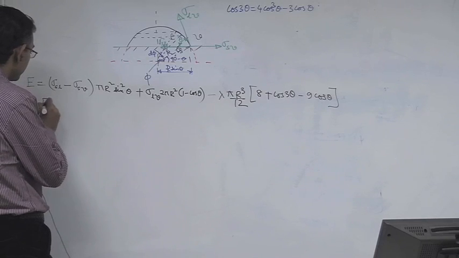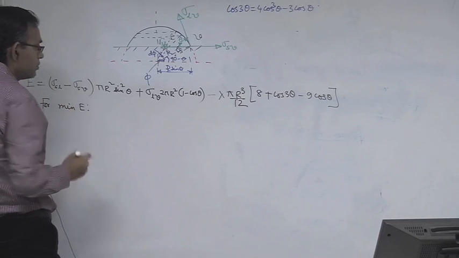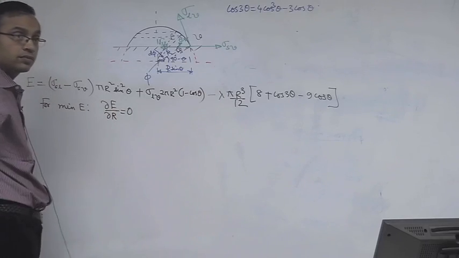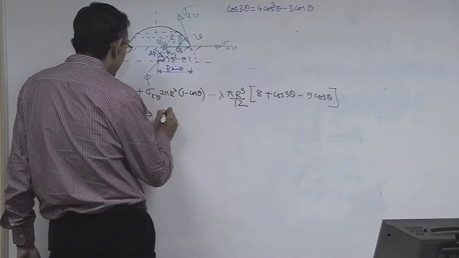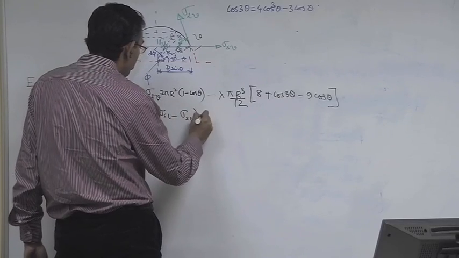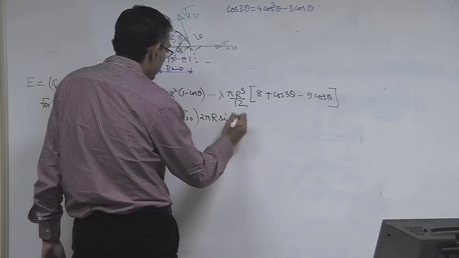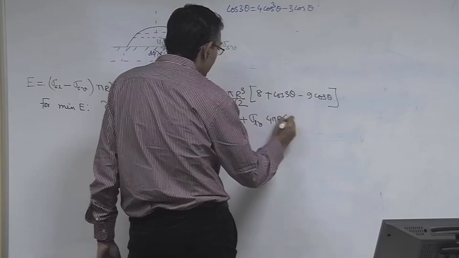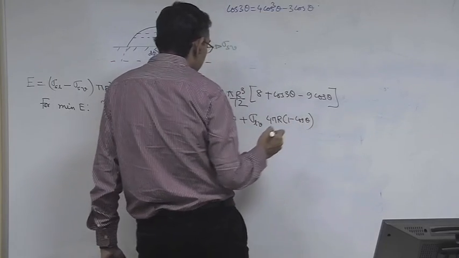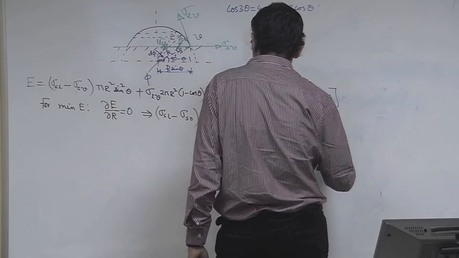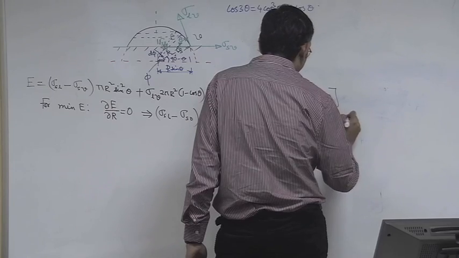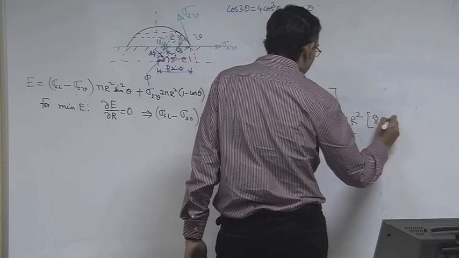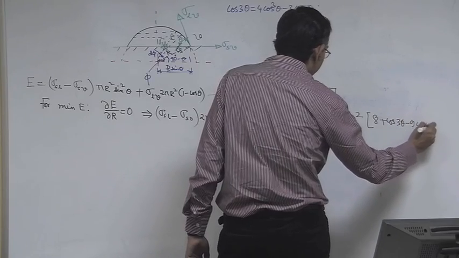For minimum E, what you have? One is del E del R equal to 0. So, that means sigma SL minus sigma SV into 2 pi r sin square theta plus sigma LV into 4 pi r into 1 minus cos theta minus 3 lambda pi r square by 12 into 8 plus cos 3 theta minus 9 cos theta equal to 0.